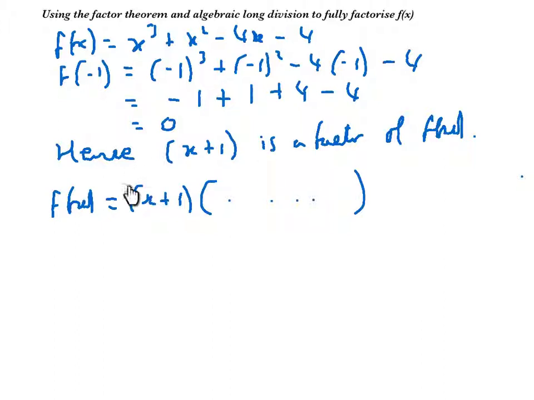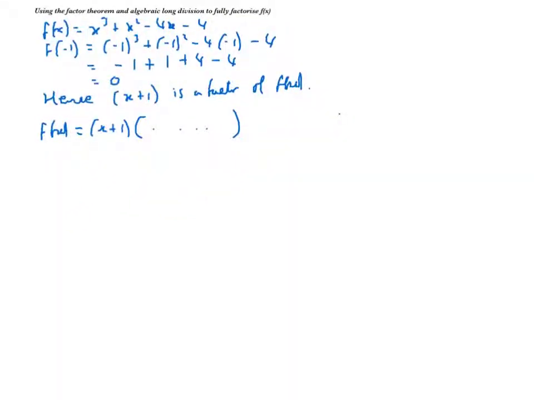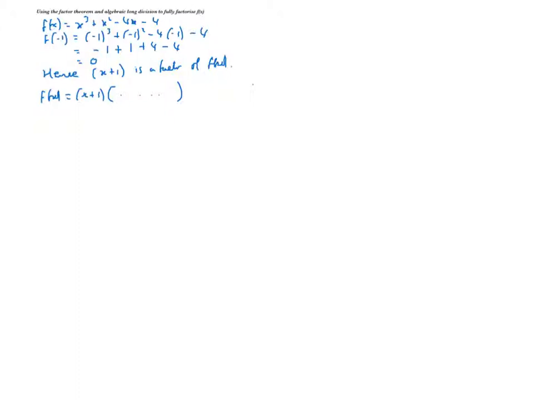So I know that this must equal this, and the thing in this massive bracket must be a quadratic, because here I've got x cubed and I've only got an x, so I need some form of x squared here, don't I, to get this x cubed. So this must be a quadratic. We're going to use algebraic division then to find out what that quadratic is.